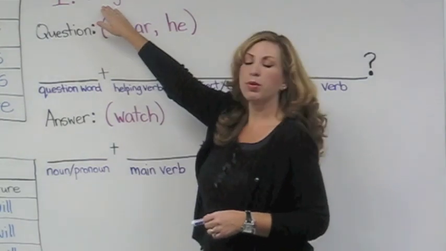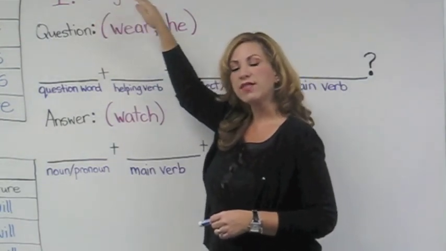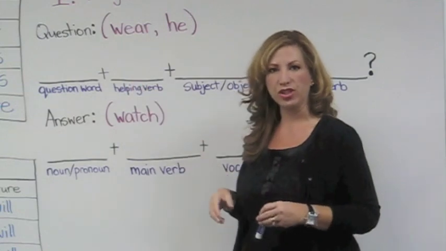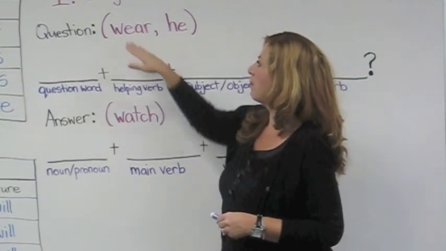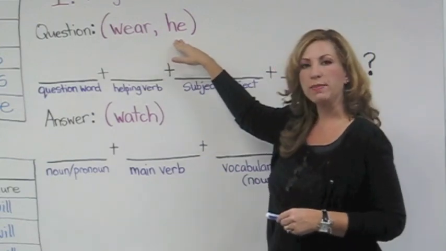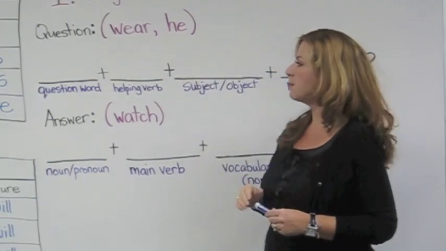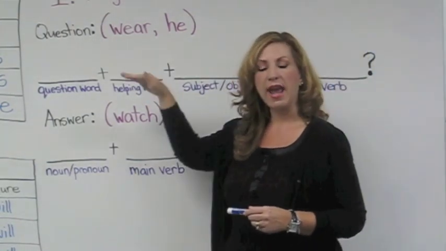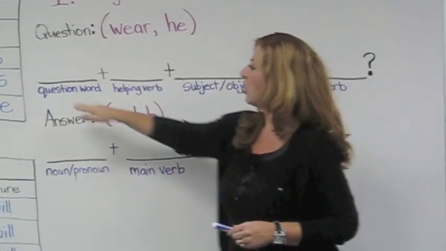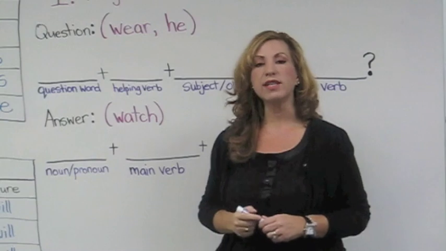Problem 1 is in the progressive tense. The progressive tense means that it's happening while we're asking and answering the question. So our main verb is going to be to wear, and our pronoun is going to be he. So let's begin by plugging in our words in our question, following our pattern. The question word being used is what.